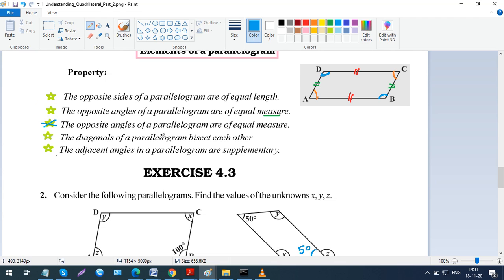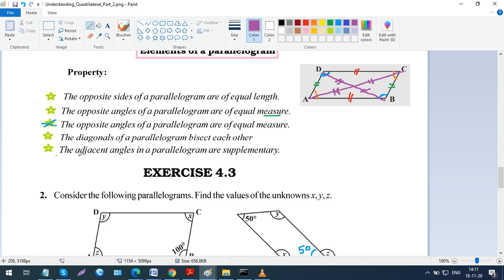Then the next point says the diagonals of a parallelogram bisect each other. So if I draw a diagonal, and this is another diagonal, they both bisect each other. Bisect means they cut into equal halves. This and this turn out to be equal, this and this will be equal. This is what you mean by them bisecting each other.